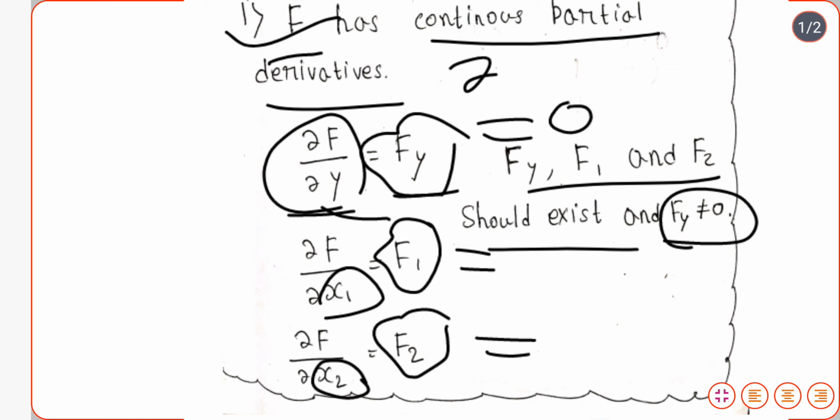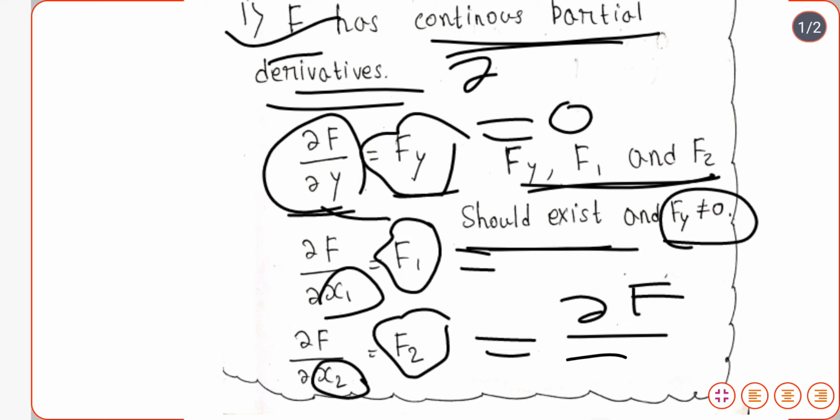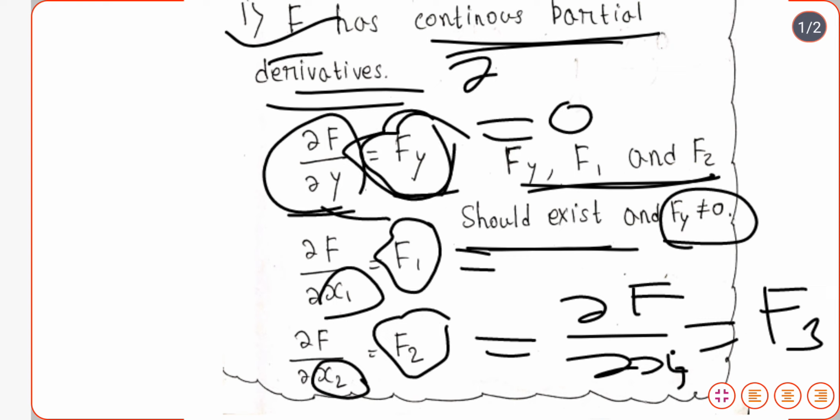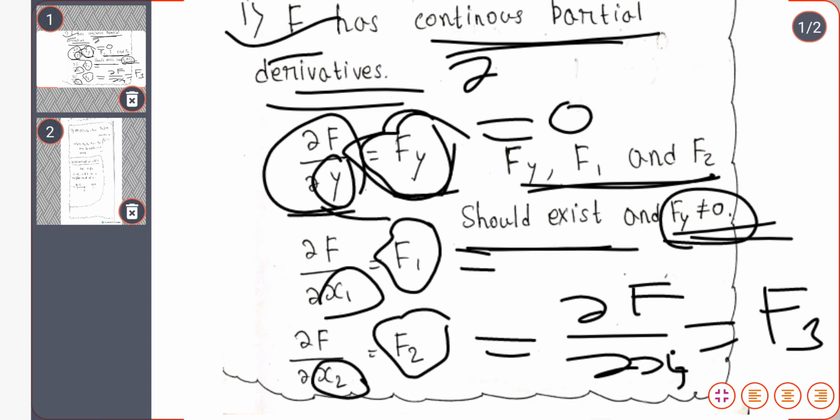So for implicity, f has to have continuous partial derivatives, and fy, f1, f2, all of those should exist. Even if we continue by writing del f del x3, we can see that it becomes f3. So f1, f2, f3, all of these should exist, and fy should not be equal to 0. That means the partial derivative of the function with respect to the dependent variable, y, should be not equal to 0. This is the first condition of implicity.